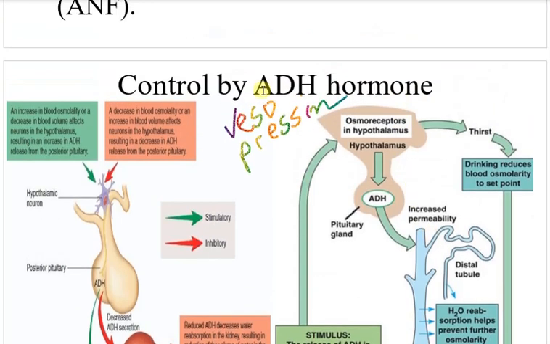Okay, so here is another one. An increase in blood osmolarity or a decrease in blood volume. Yes, increased osmolarity means blood volume decreases because the water in the blood is less. That's why osmolarity is more. This affects neurons in the hypothalamus, resulting in an increase of ADH release.